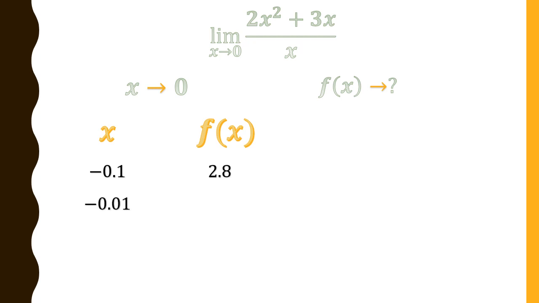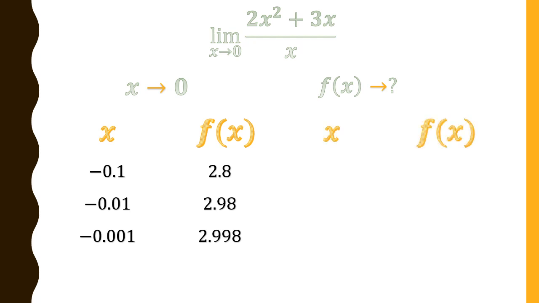Then there is negative 0.01. As it is less than 0, it gets into negative. When we take values more than 0, it will be positive. So when I put negative 0.01 into my equation, I get 2.98. When I put negative 0.001, I get 2.998. You see where this is going.